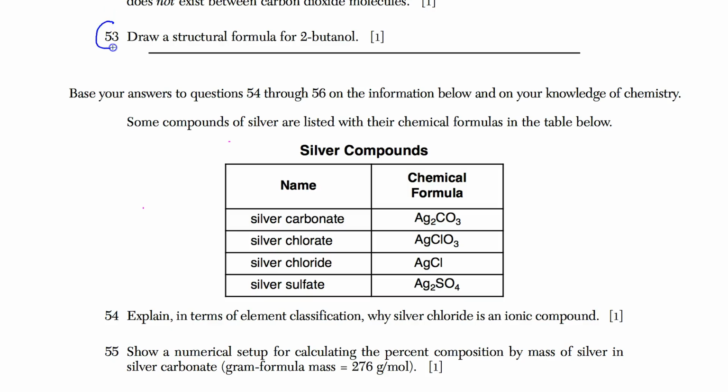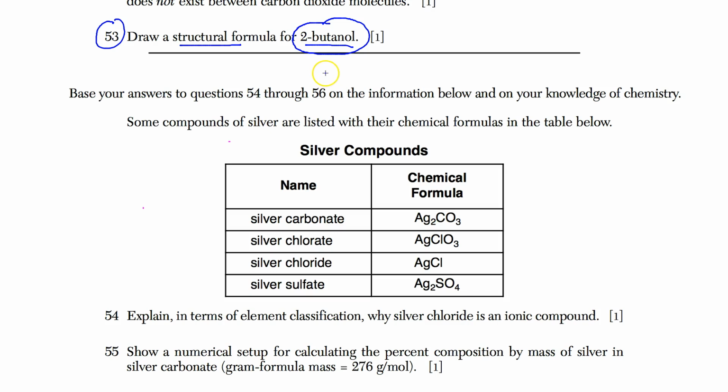Number 53: draw a structural formula for 2-butanol. Remember, you're going to have to put this in your answer booklet. Now, it's important that you know that structure is king. The IUPAC naming system that we use for organic molecules is based on the structure, because if you change the structure, you change the chemical and physical properties. Structure is king. That's an important point that comes up in the multiple choice questions.